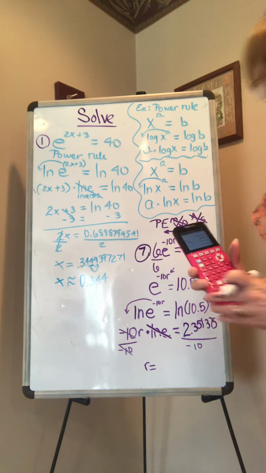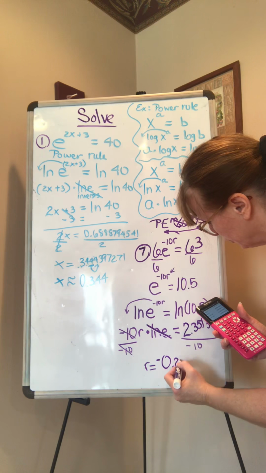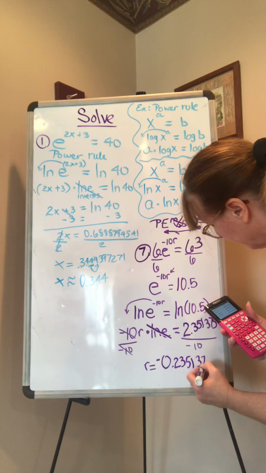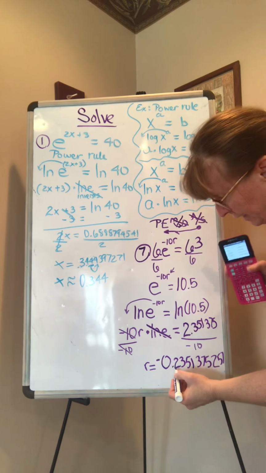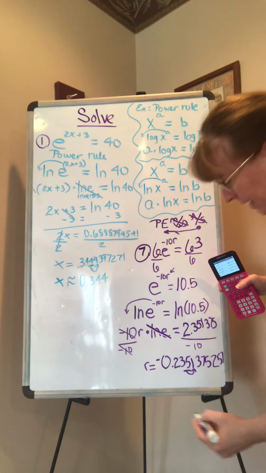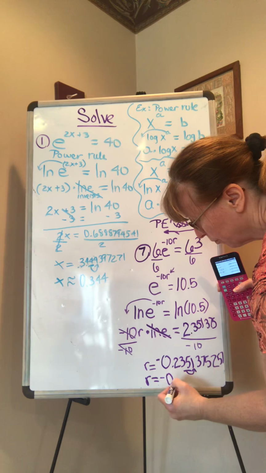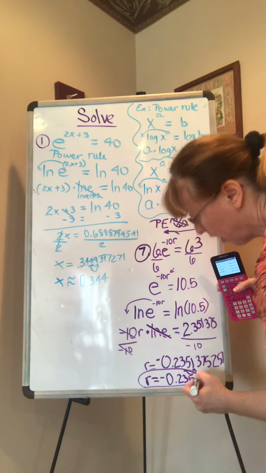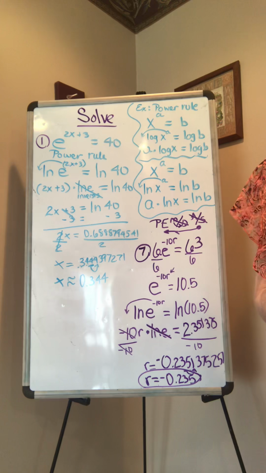r is negative 0.235137527. But again, rounding to the thousandths. Here's the thousandths. I look at the ten thousandths. And r is negative 0.235. All right, so there is number 1 solving and number 7 solving.